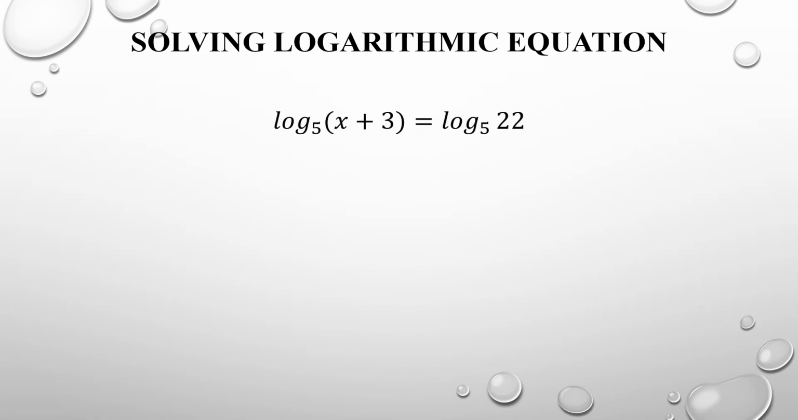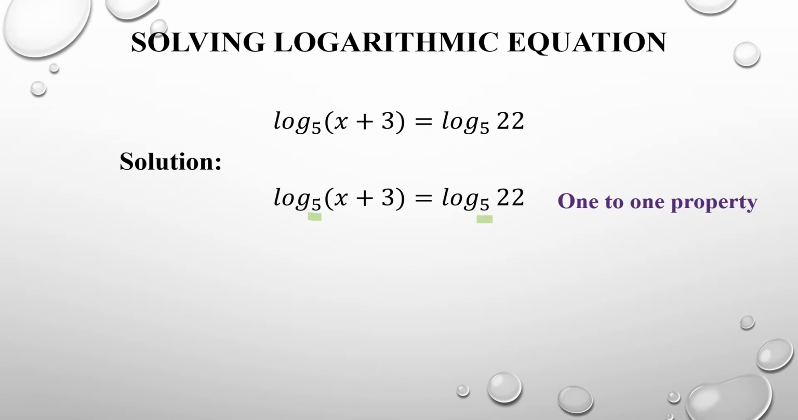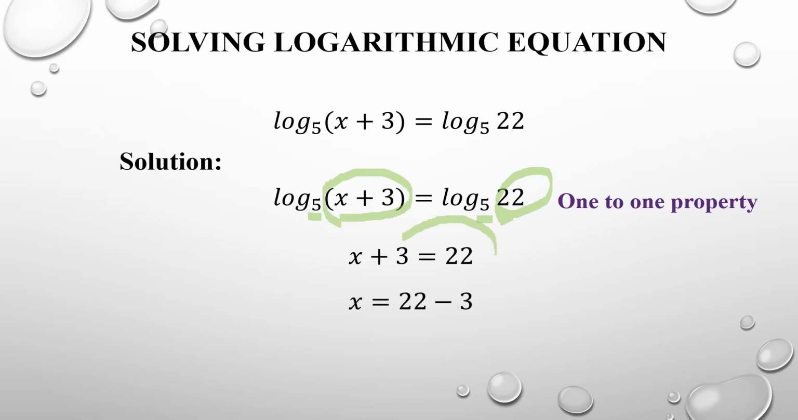Next, we have logarithm of x plus 3 to the base 5 is equal to logarithm of 22 to the base 5. So for our solution, kung mapapansin, equal uli ang ating base, then we can also apply one-to-one property. So ibababa lamang natin ito at ito. So we have x plus 3 is equal to 22. Pagsamahin lamang natin ang magkakaparehang term, ilipat ang 3 sa kabila. We have x is equal to 22 minus 3, and then simplify. We have x is equal to 19.